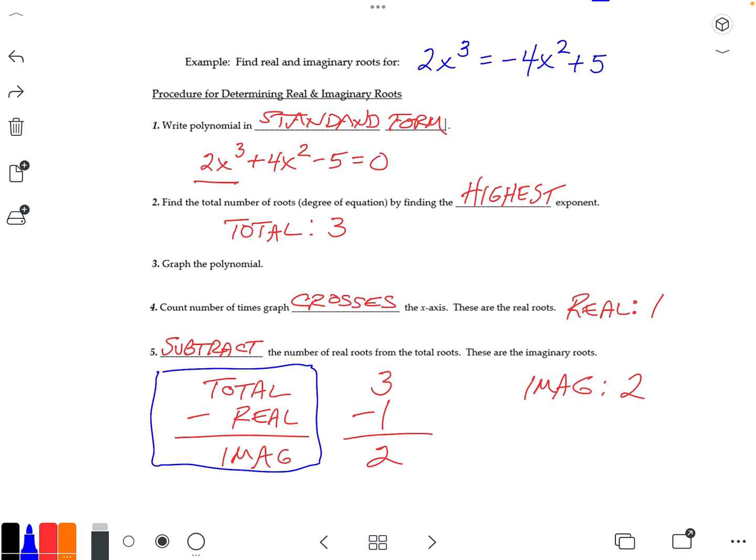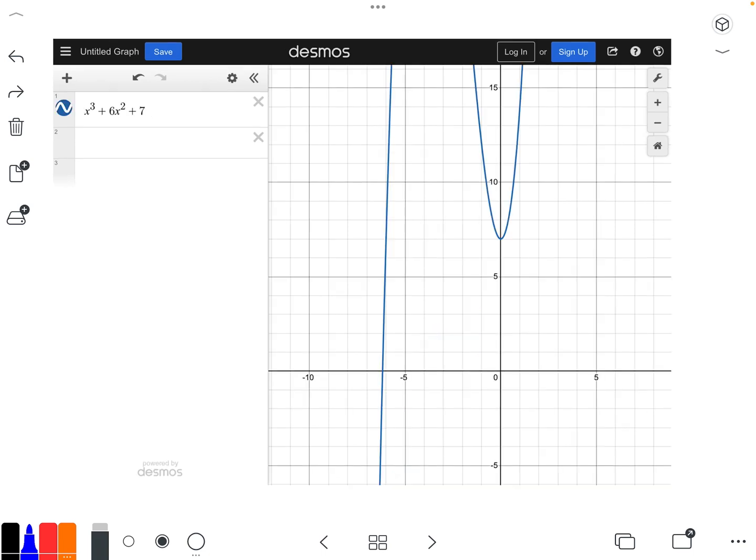All right, so let's do the 3 example problems you have there. All right, so for the first example problem, I put it in the standard form. Remember, in Desmos, I don't want to type an equals 0 at the end. So first thing I'm going to find is the total number of roots, and that's going to come from the highest exponent of the variable, and I can see right here, that's going to be 3. I'm going to subtract the number of real roots, and in this graph right here, I can only see 1 real root. It only crosses the x-axis once, so 3 minus 1 means that there are 2 imaginary roots for this problem.